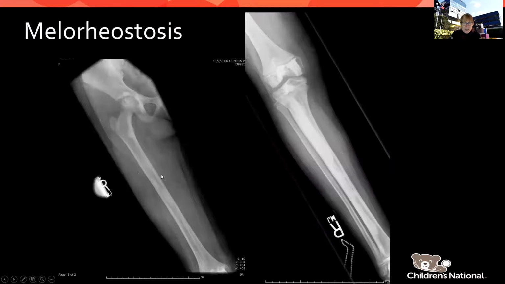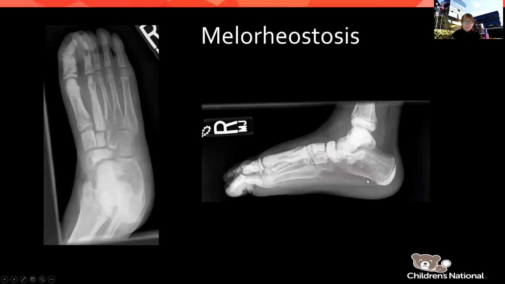And I just like to throw this in because it's such a bizarre diagnosis, melorheostosis. I put it in the spectrum of the osteopoikilosis and striata, but it affects unusual sclerosis along one limb. This goes all the way along the foot.